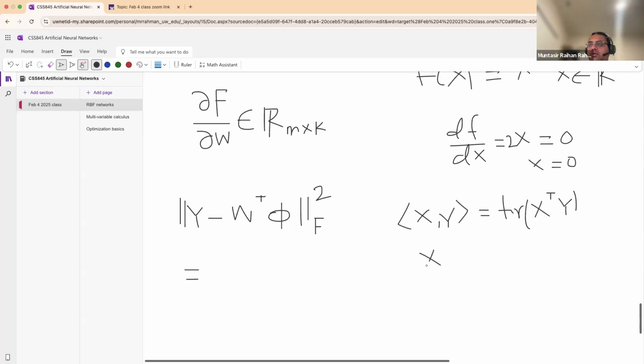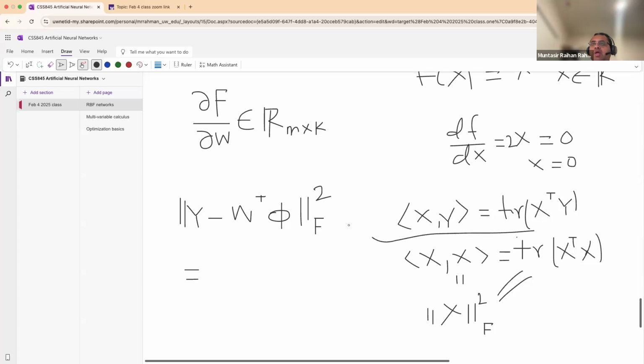And then if I do an inner product of X with itself, this is basically the trace of X transpose X. And this thing is basically the Frobenius norm of this matrix squared. And then if I do the same thing here, so basically this is the same.